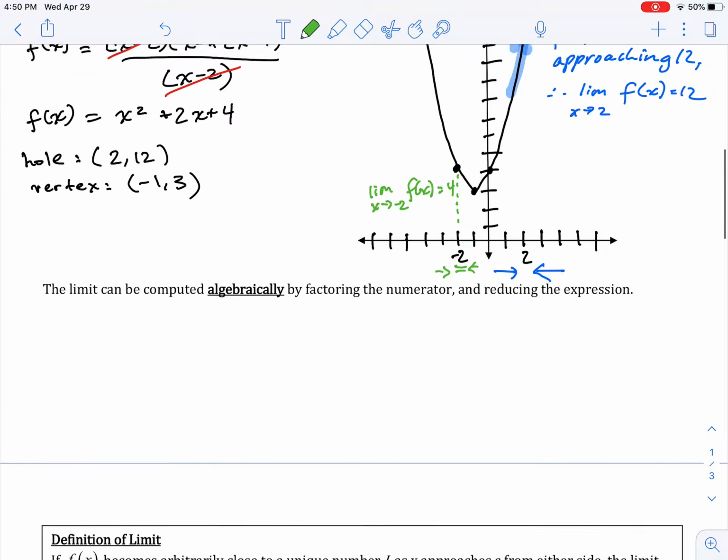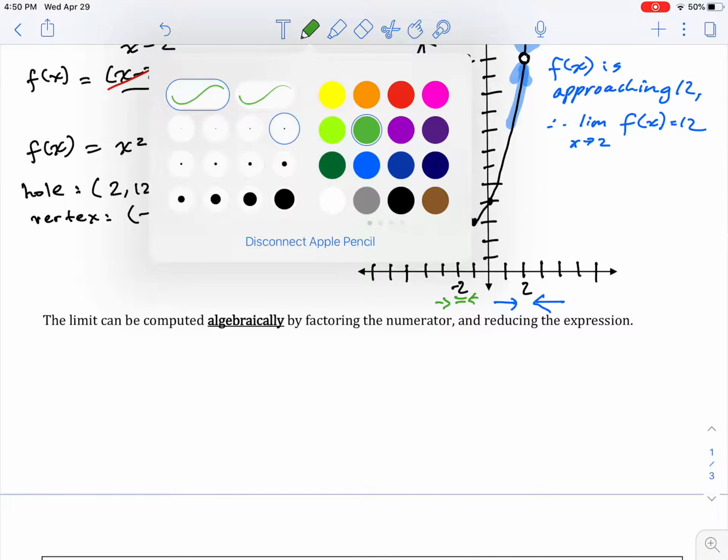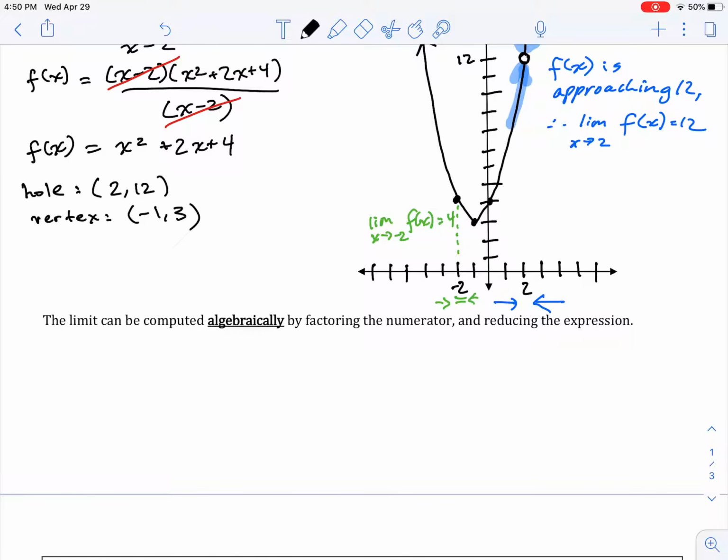All right, now our final way of evaluating limits is to do this algebraically. So let's stick with the same function right now so that we can stay consistent. When we're finding limits algebraically, we use a process called direct substitution.